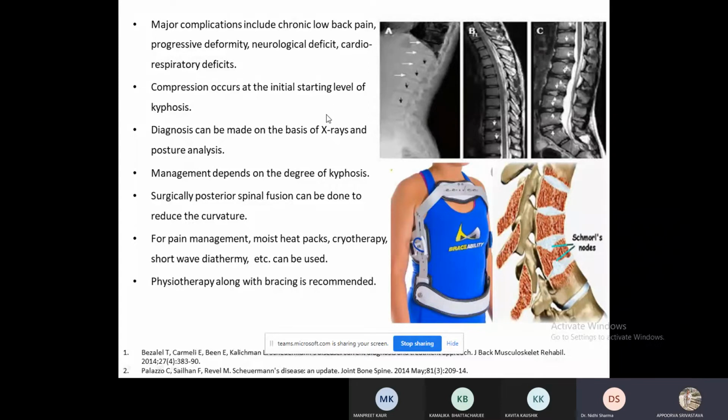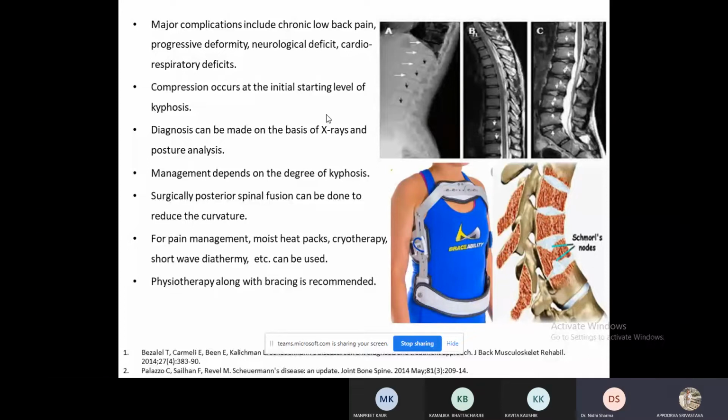Major complications include rheumatic low back pain, progressive deformity, neurological deficit, and cardiorespiratory deficits. Compression occurs at the initial starting level of kyphosis. Diagnosis can be made on the basis of X-rays and posture analysis. Management depends on the degree of kyphosis.